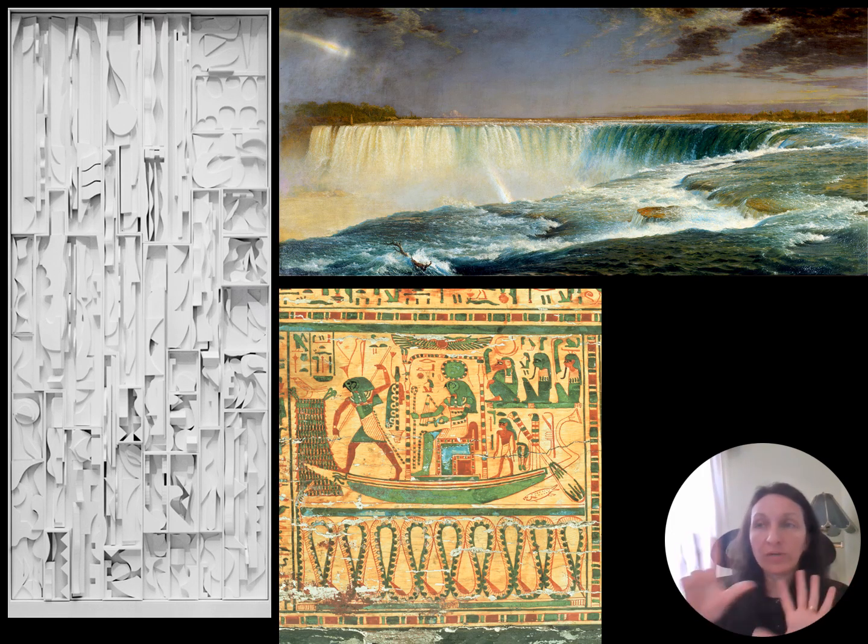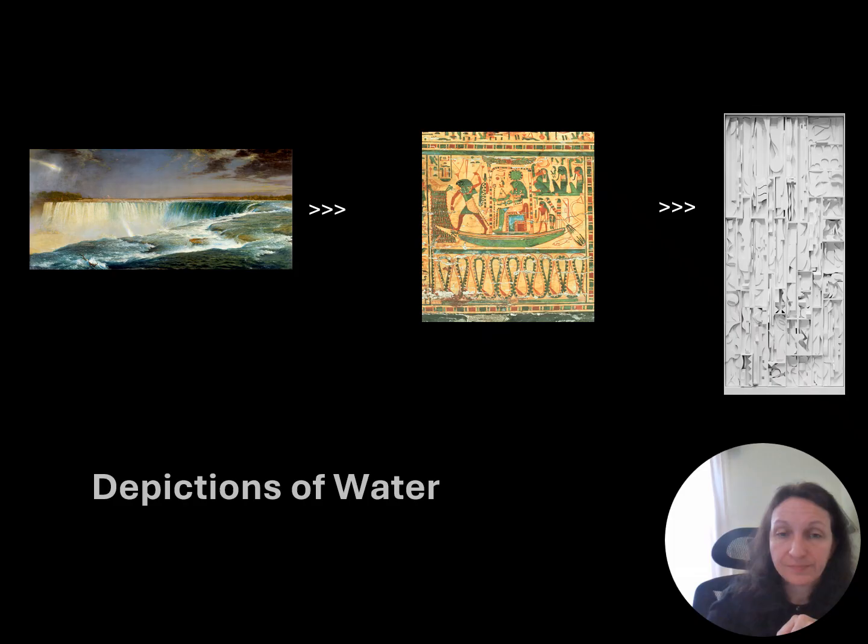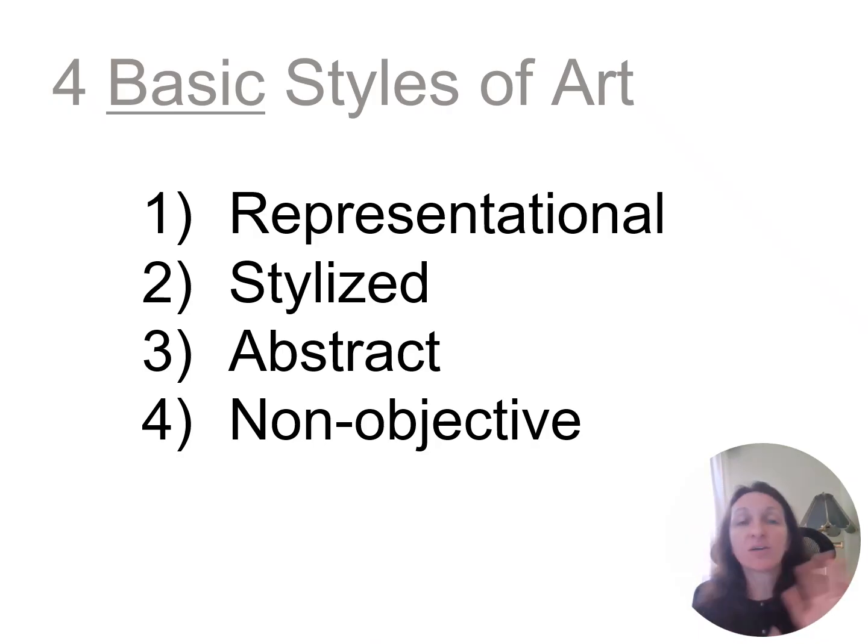All right, so I have 3 artworks here. These are the first 3 that we're seeing for the semester. And they're all depicting the same thing, but in very different ways. Usually, if we're in the classroom setting, I'd ask what do you guys think it is? But we're just going to jump right past that. They're all depicting water. All 3 of these are depictions of water, in 3 different categories. Those categories deal with the basic styles of art.